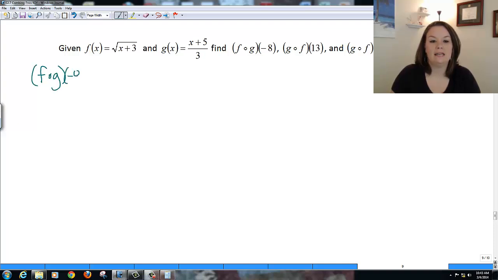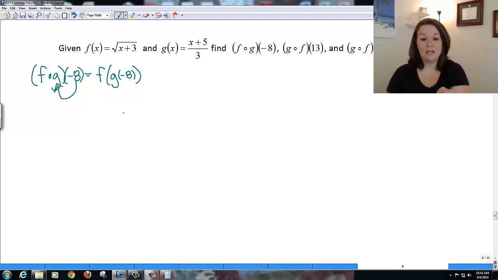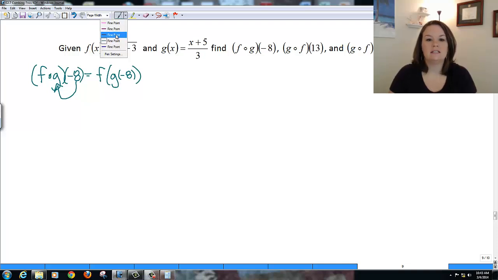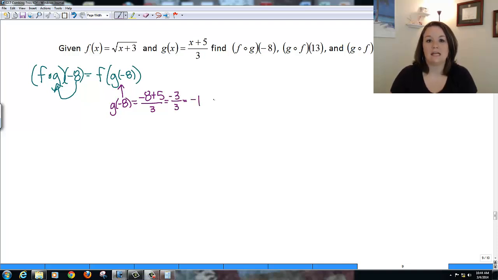evaluated at -8. So what that means is we're going to take f and we're going to plug in g of -8. So my input goes into my g function first, and then whatever that equals, that's what we'll plug into our f function. Okay, so the first thing I need to find is what g of -8 is. If I plug -8 into my g function, I get -8 plus 5 all over 3, which gives me -3 over 3, which is just -1.